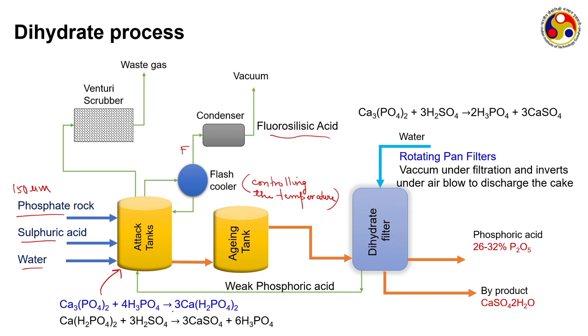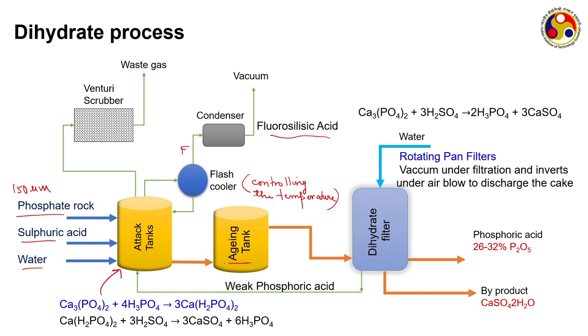Now why did I make this blue? Because the product from the attack tanks is a weak acid. So the weak acid is sent to the aging tank. What is the aging tank?